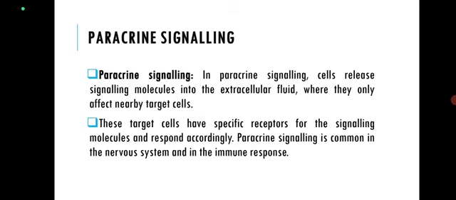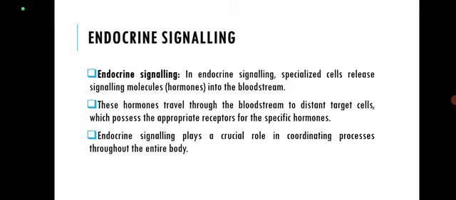This slide tells you about the definition of paracrine signaling. In paracrine signaling, cells release signaling molecules into the extracellular fluid. Just note down this keyword, extracellular fluid, where they only affect nearby target cells. So in paracrine signaling, the molecule will diffuse only a short distance, and its action will happen only within a certain distance. Beyond that level the paracrine signaling mechanism will not work, so the multicellular organism has another kind of process that is called endocrine signaling.